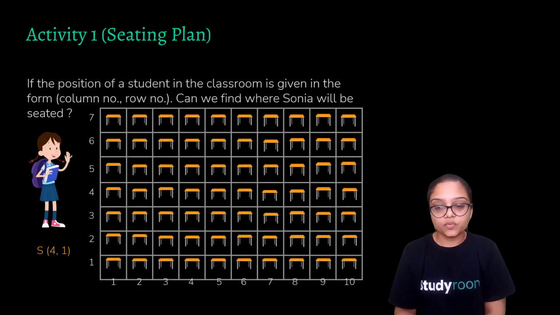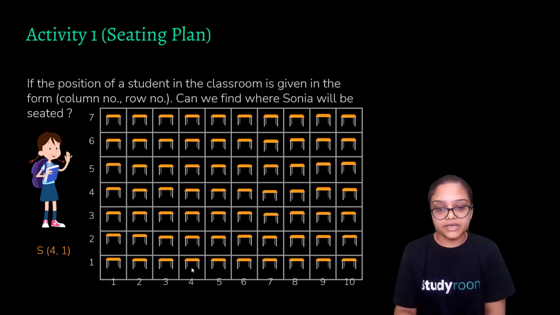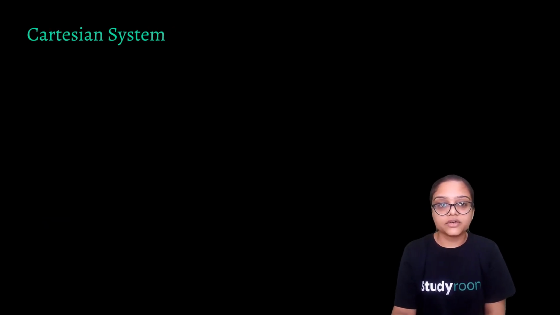So what is the 4 comma 1 position in this diagram? Just tell me. It's this position. 1, 2, 3 and 4 for the x-axis. Just keep in mind the first number denotes x-axis and second denotes y-axis, and 1 in y-axis. So in this way we denote the position.